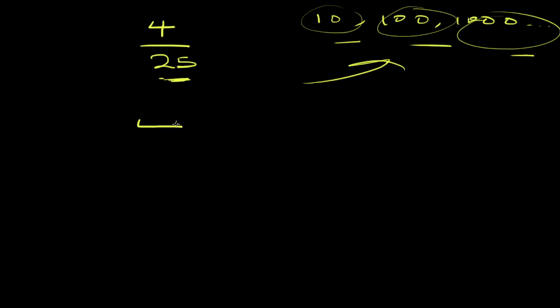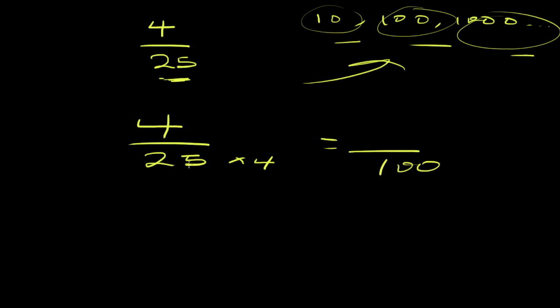Yes. So if we multiply 25 by 4, that is going to give us 100, right? 25 times 4 gives us 100. But whatever we're doing to the denominator, we're going to do the same to the numerator. So we'll multiply the numerator also by 4, which is going to give us 16.